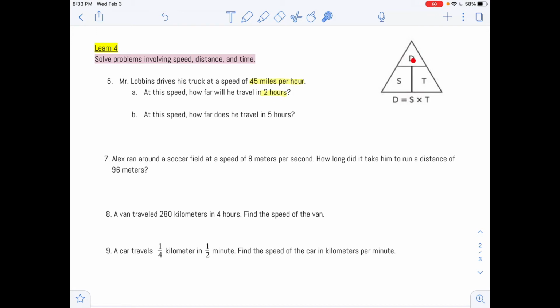So if we're trying to solve for distance, I can see here my formula. For distance, I need to take my speed times my time. So in part A, I'm going to take my speed times my time to find that Mr. Lobbins travels 90 miles.